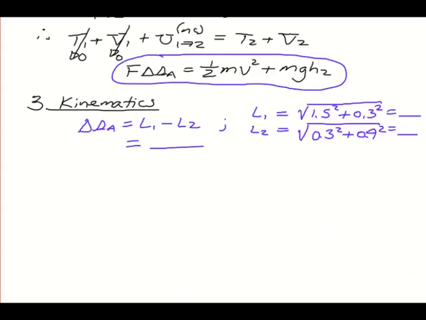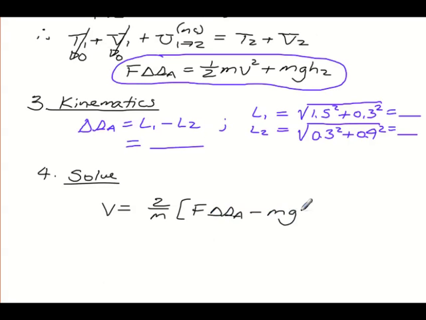So when we solve, all we have to do is solve that work energy equation for V. So V then is going to be equal to the square root of 2 over m times the quantity of F, which we know, delta SA we just found, minus mgh2. H2, we know what that is. And we take the square root of that, and that's the speed at position 2.